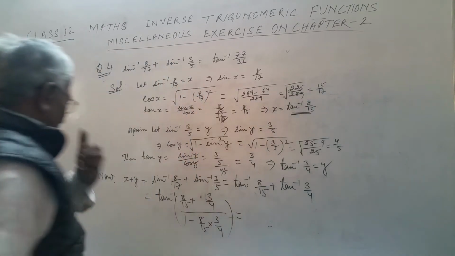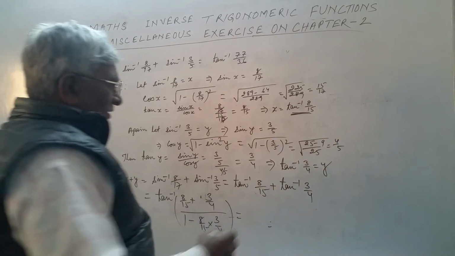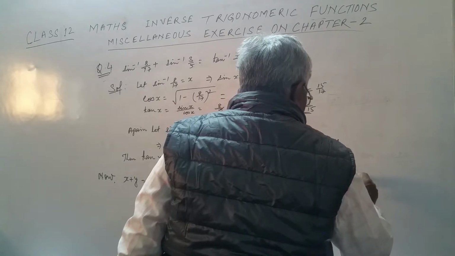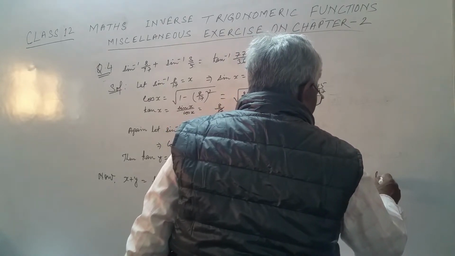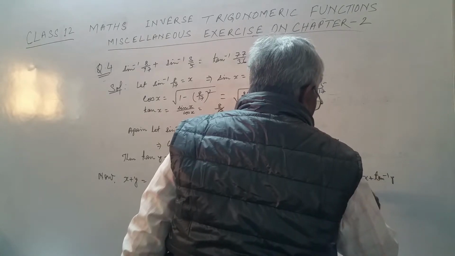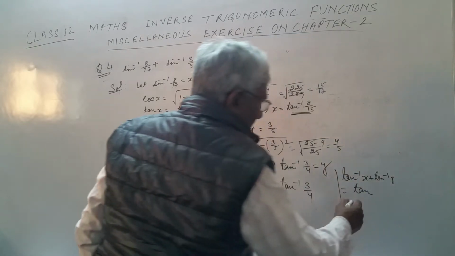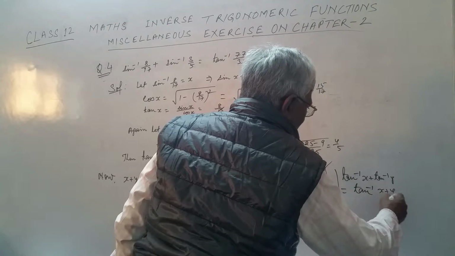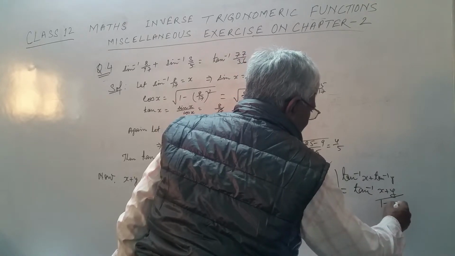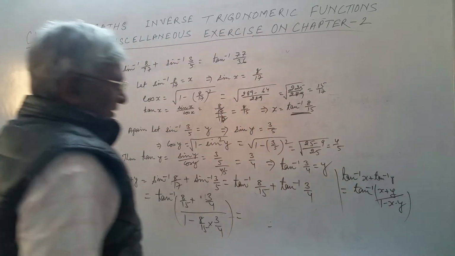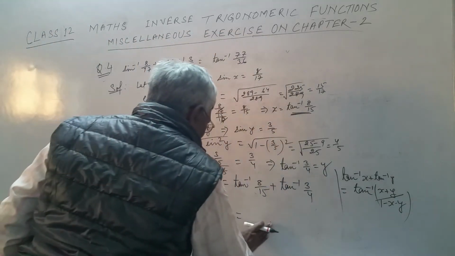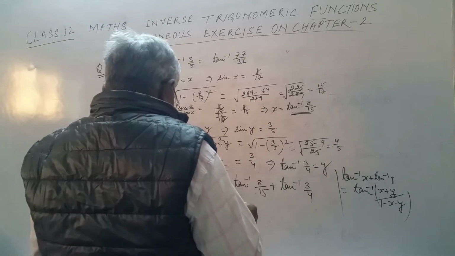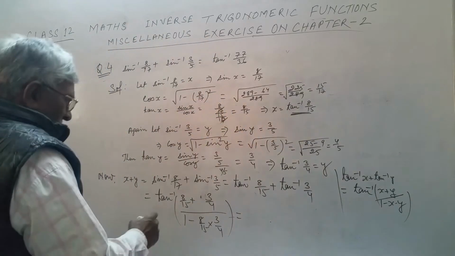What is the formula for this? You know the formula. Tan inverse x plus tan inverse y is equal to tan inverse x plus y upon 1 minus x into y. This formula I have used here. Now calculate it. After calculations, what will happen? Then calculate it.